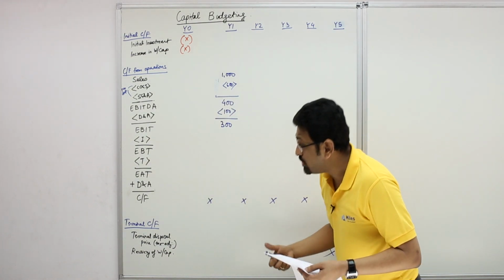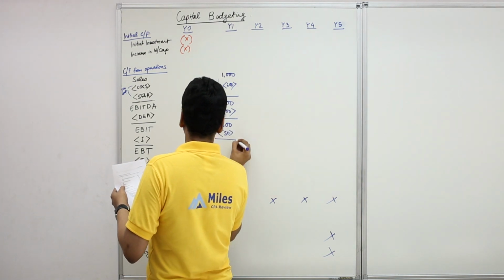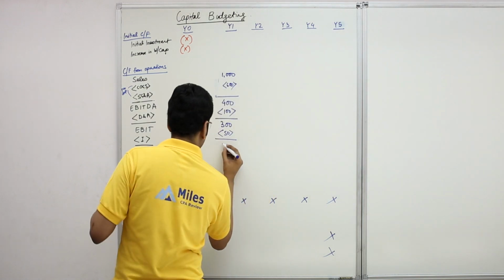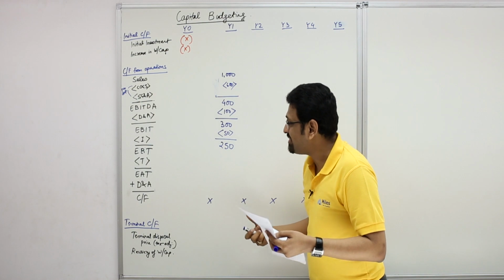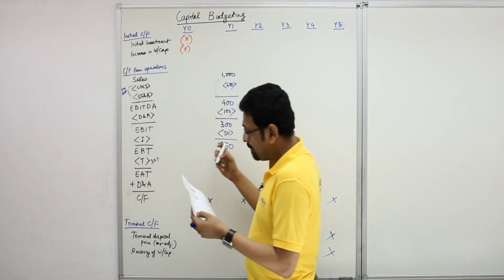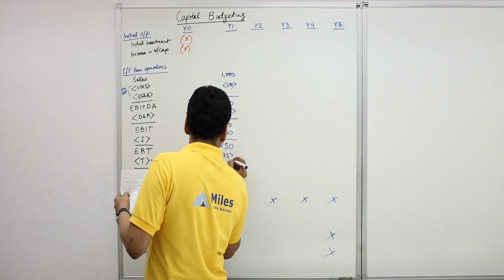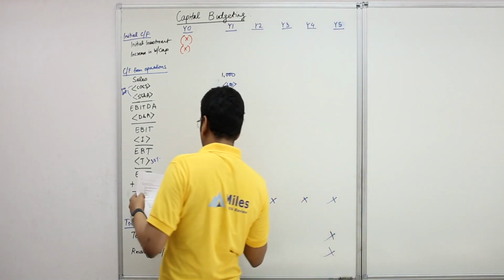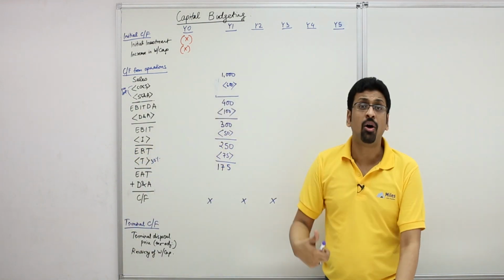Then you have interest. Interest is $50. This gets you to earnings before taxes, which is $250. Then you have less taxes. So let's say the tax rate is 30%. So 30% of $250, that's $75, gets you to earnings after tax, which is $175. So this is your accounting profit, your net income.